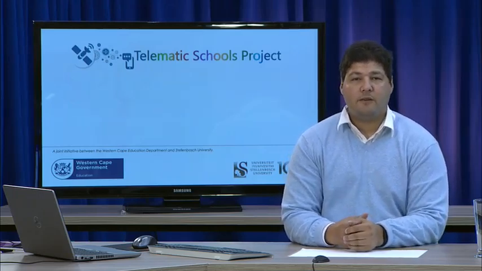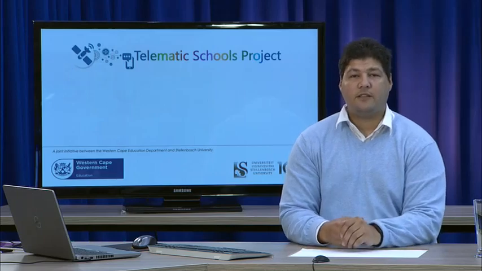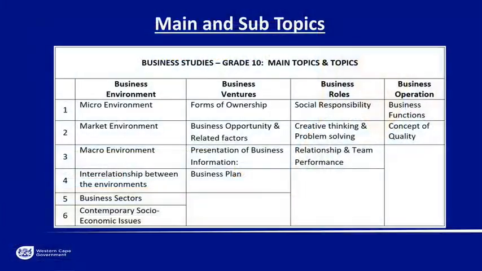But before we do that, let's just remind you of the content for this year's business studies. So if we can take a look at the content, where we have the main topics and the subtopics. So you'll remember that we have 4 main topics: business environment, business ventures, business roles, and business operations. And then we have subtopics within each of these topics. So under business environments, we have the micro, macro, and the market environment that you were taught. Then we look at the interrelationship that exists between the micro, macro, and market environment. Then you had to look at business sectors and contemporary socio-economic issues. Okay, so all of those subtopics form part of the main topic, business environments.